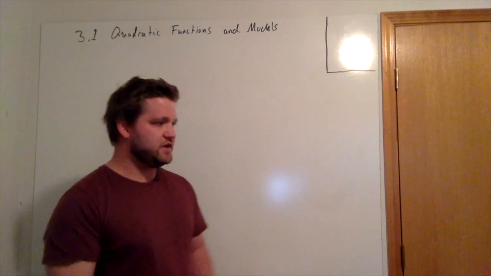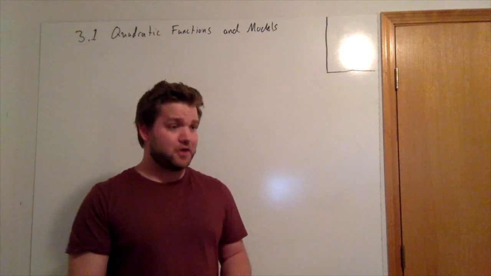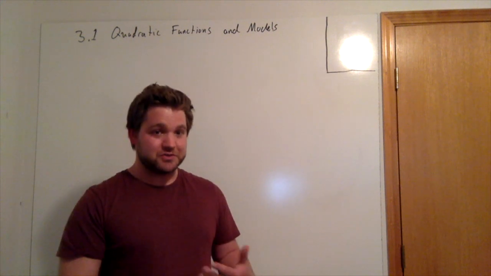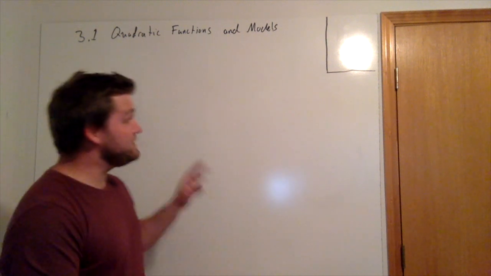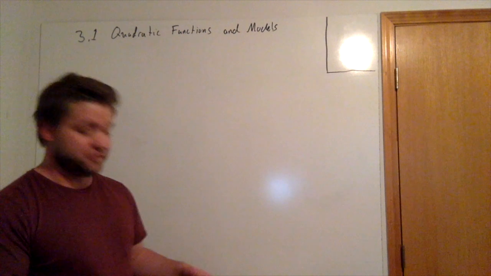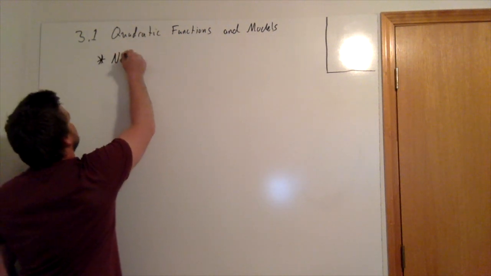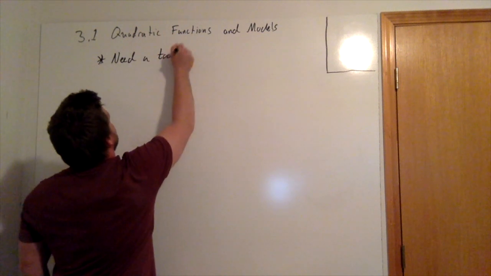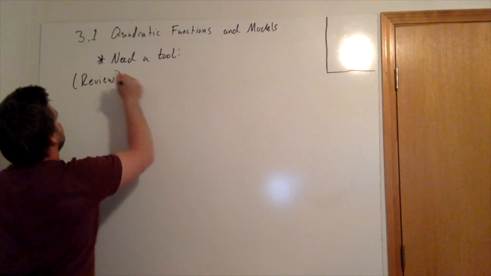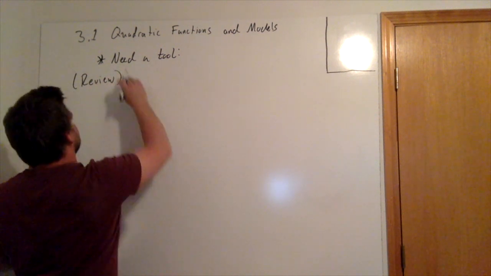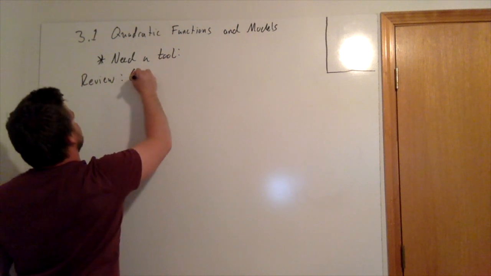So chapter 3 is our first exploration of polynomials. And the first polynomial we want to talk about, the simplest polynomial, is what we call a quadratic. And that's what 3.1 is all about here. So before we delve into this section, we need a tool first. So before we begin, we need a tool. And what we're going to do here is really a review. We want to review what's called completing the square.